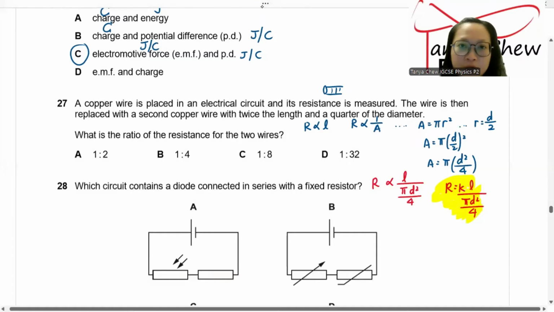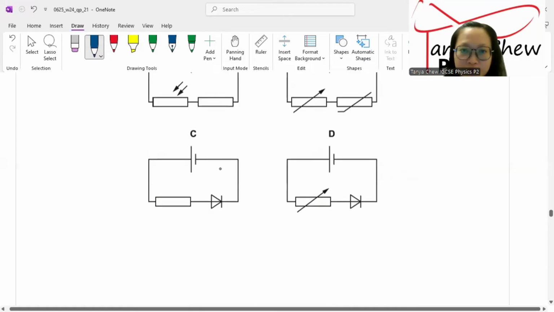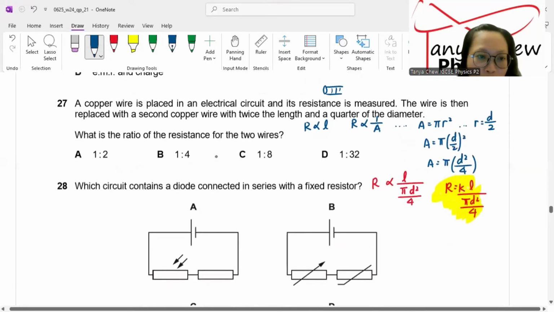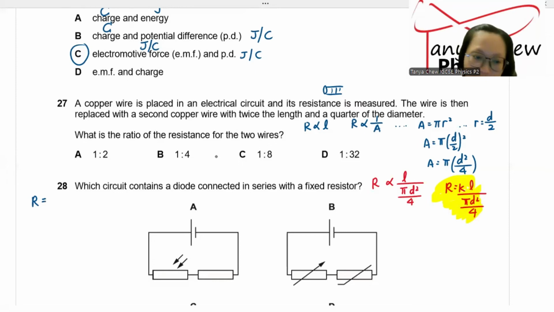So I'm going to write now on the left-hand side, if you don't mind. So resistance of the first wire. Can I do it right here? Okay, never mind, I just do it here. So resistance of the first copper wire is given as R, and the length, I just put kL over pi d squared over 4.